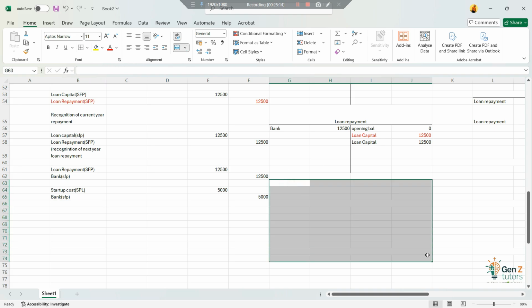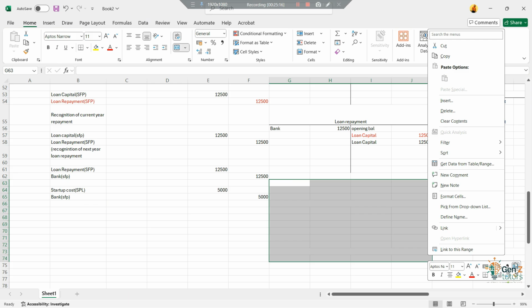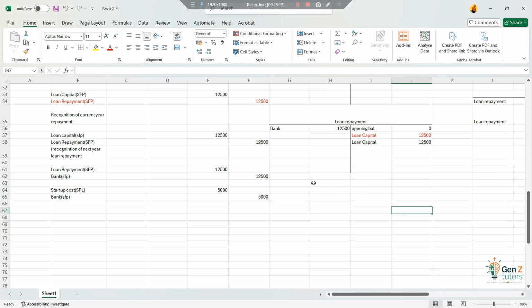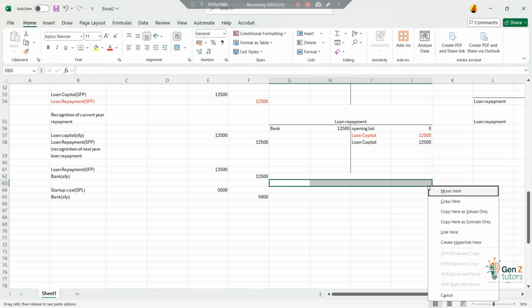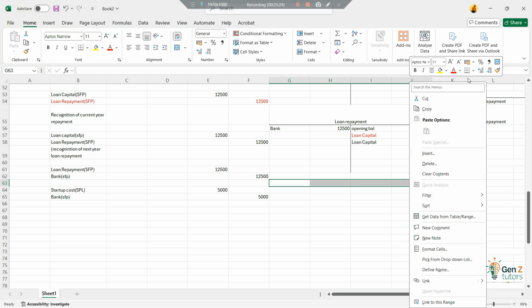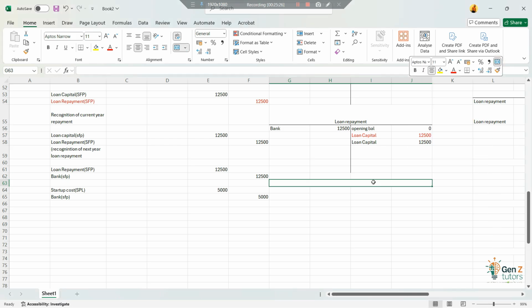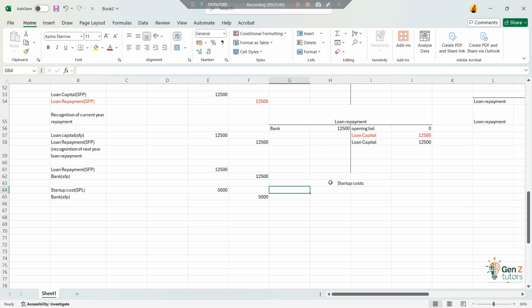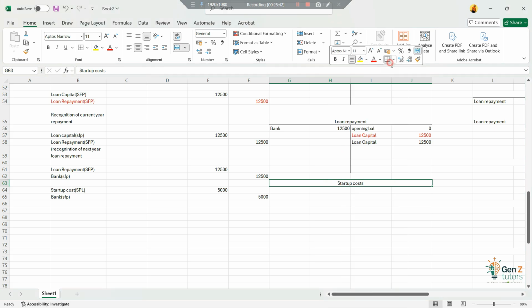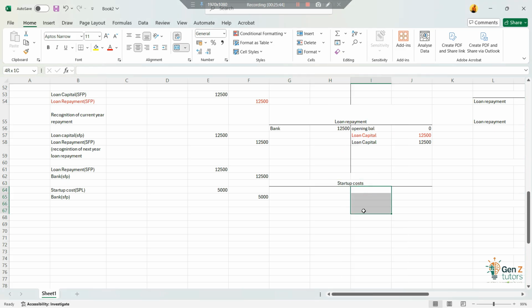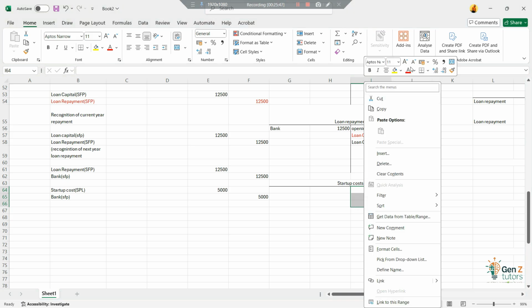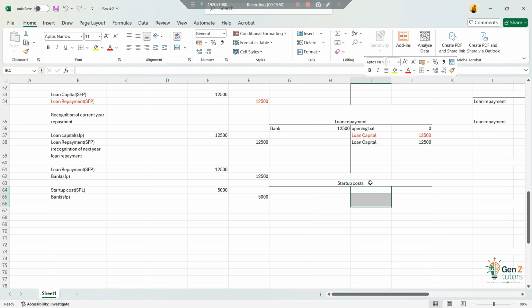Let me just do this. And then immediately you go and create what? Your ledger over here for what? Startup costs. So now you've created your ledger for startup cost. Then you're good to go. And then from there, there you go. Okay, fine.